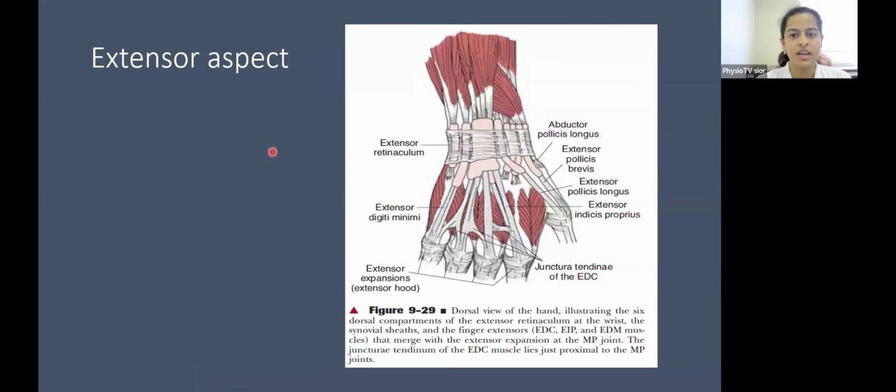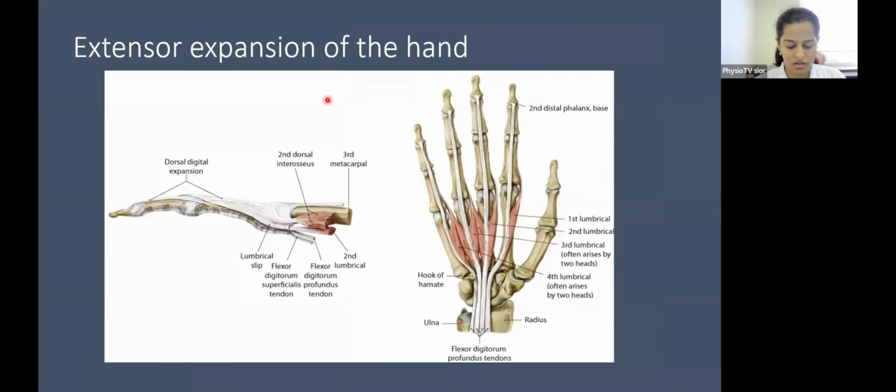In the extensor aspect, we have the major extrinsic muscles, that is the extensor digitorum communis, the extensor pollicis longus, and the extensor indicis. So all these muscles originate from the lateral epicondyle of the humerus and get inserted in the hand beyond the wrist joint, hence called as the extrinsic muscles again. These muscles get inserted in the wrist, and then from there the tendons get split into the hand, called as the extensor expansion of the hand. So this is the extensor aponeurosis or the dorsal aponeurosis of the hand.